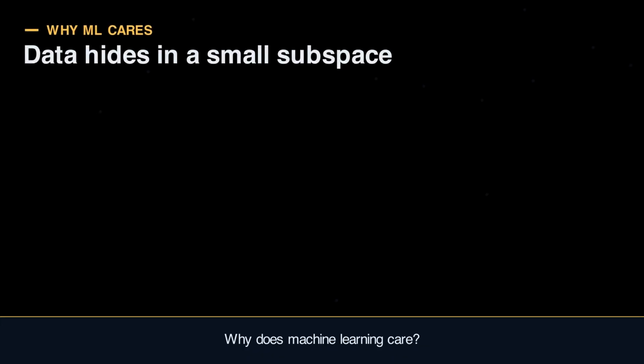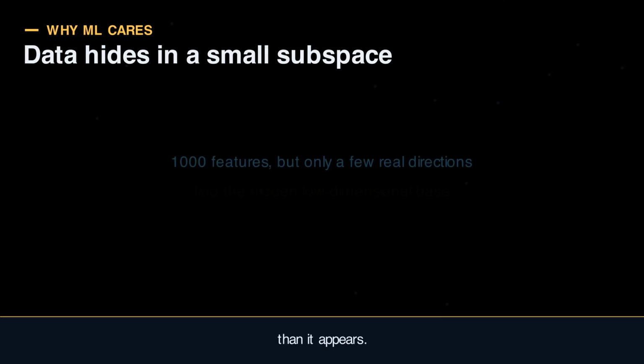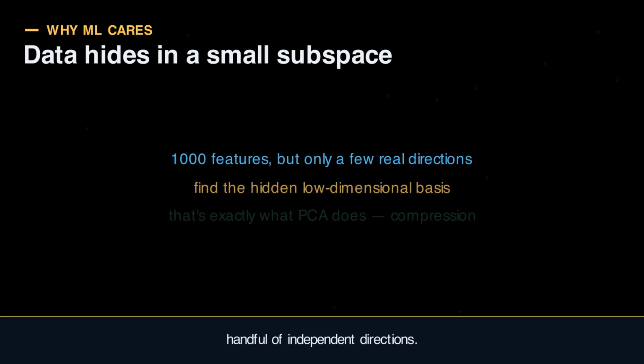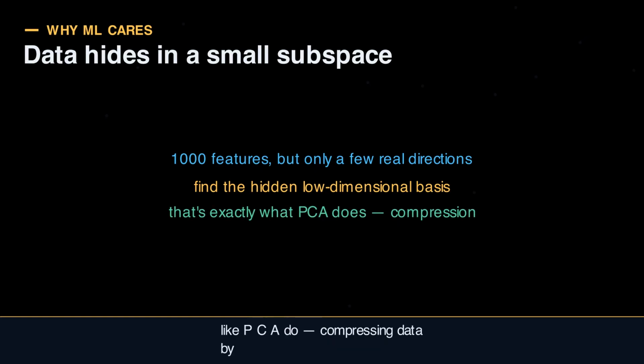Why does machine learning care? Because real data often lives in a smaller space than it appears. 1,000 features might really vary along only a handful of independent directions. Finding that hidden low-dimensional basis is exactly what techniques like PCA do, compressing data by discovering the few directions that truly matter.